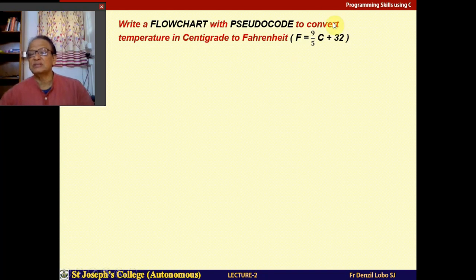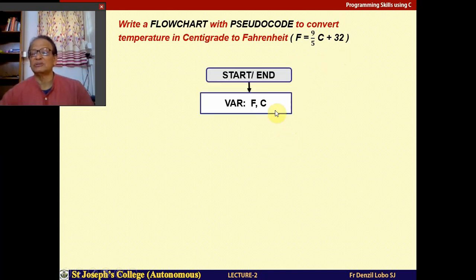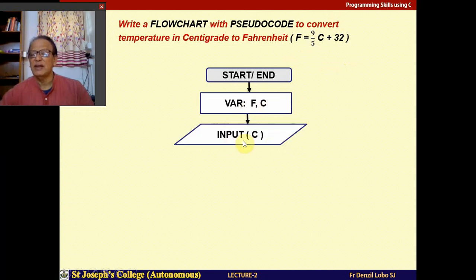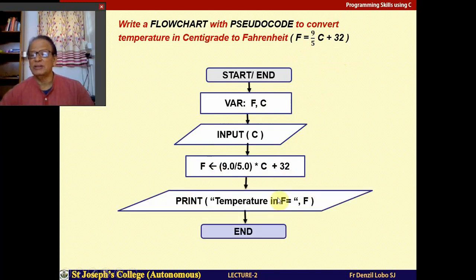We have come across this formula and you have written the flow chart. We again write the flow chart. The variables are F and C. For input, we are going to input only C, because C has to be converted into F. We do the conversion using this formula and you print the output, temperature in F. This is the flow chart.